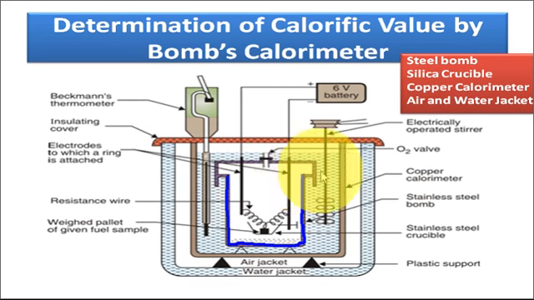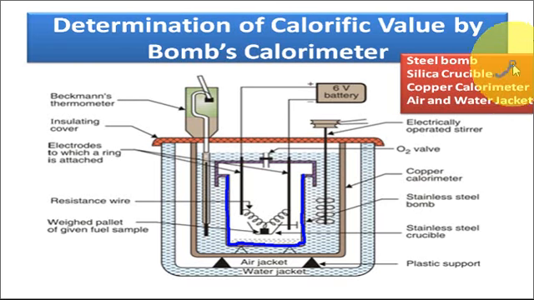The steel bomb contains a lid over it. The lid contains 3 holes, 2 for the electrodes and the middle one for the oxygen inlet, which is called the oxygen valve, which is necessary for the combustion reaction. And one electrode contains the ring which supports the silica crucible.